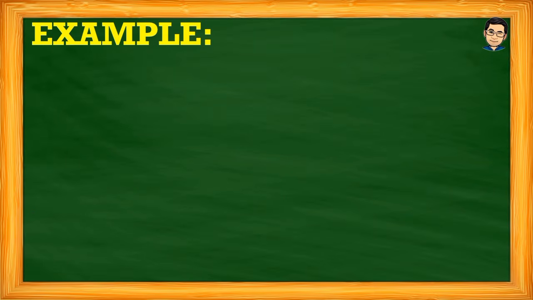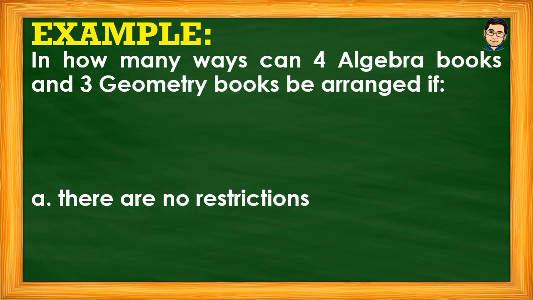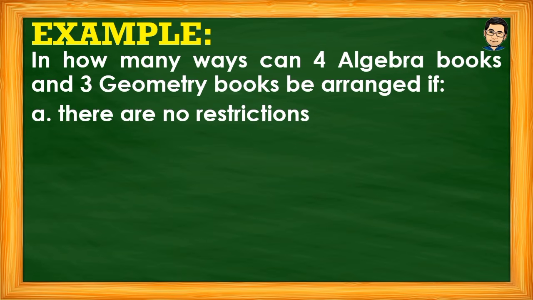So, let us have an example. In how many ways can 4 algebra books and 3 geometry books be arranged if there are no restrictions? For letter A, there are no restrictions. So, ibig sabihin, pwede po nating i-arrange yung mga books na yan regardless sa order nila. Okay. So, kung pwede nating i-arrange yung algebra books muna o kaya naman geometry books. O pwede rin naman po halo-halo. Okay. So, basta walang restriction. Pwede nating i-arrange yun kung saan natin sila gustong i-arrange.